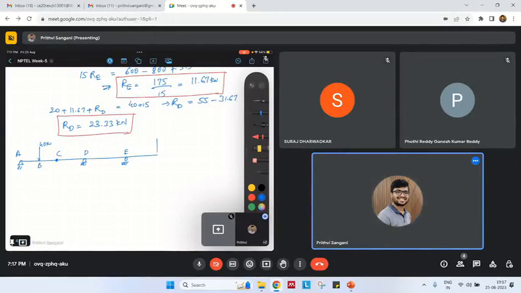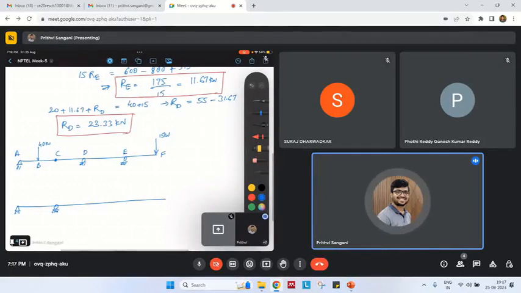What will be the conjugate beam for this? If the real beam has a pin support, the conjugate beam will also have a pin. If there is a hinge in the real beam, then there is a roller in the conjugate beam. If there is a roller in the real beam, then it will be a hinge. Similarly, there is a hinge at E, and if it is a free end, then it is a fixed end.